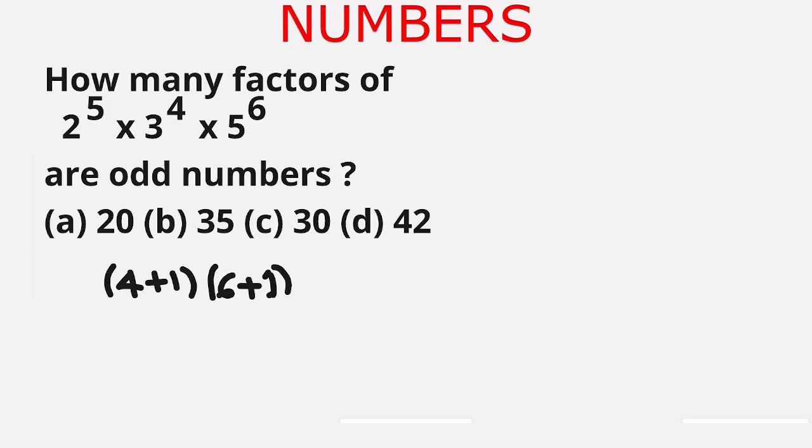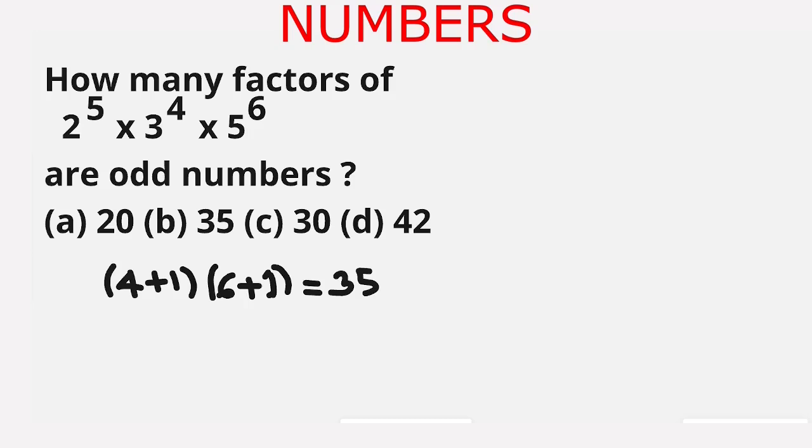5 times 7 is 35. So there are 35 factors which are odd numbers. This is the shortcut method of finding the factors which are odd numbers. The other method is, first we find the total number of factors, then we find the factors which are even numbers, and we subtract even number factors from the total number of factors. Then we can find the odd number factors.